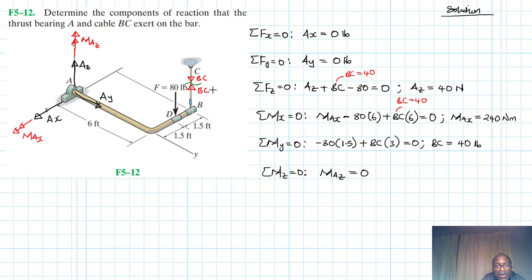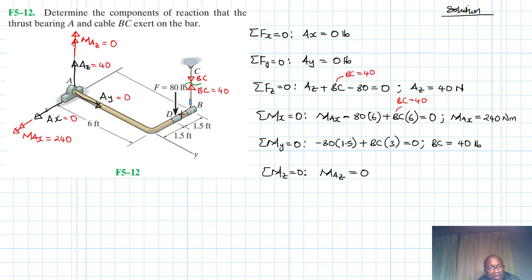So let's write this. We have BC equal to 40. Okay, just at one point is enough. And then we have AZ is equal to 40. And then we have AY is equal to 0. AX is equal to 0. MAX is equal to 240 newton meters. MAZ is equal to 0.